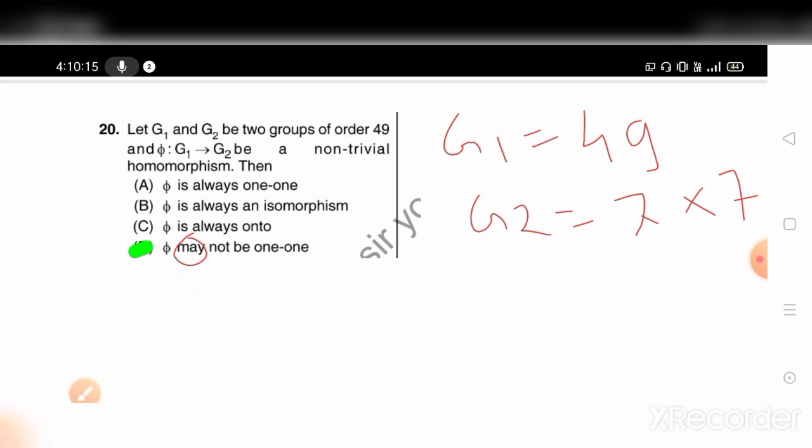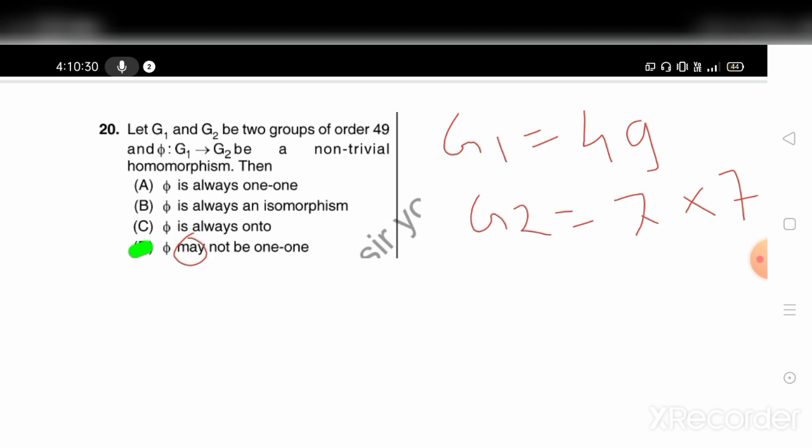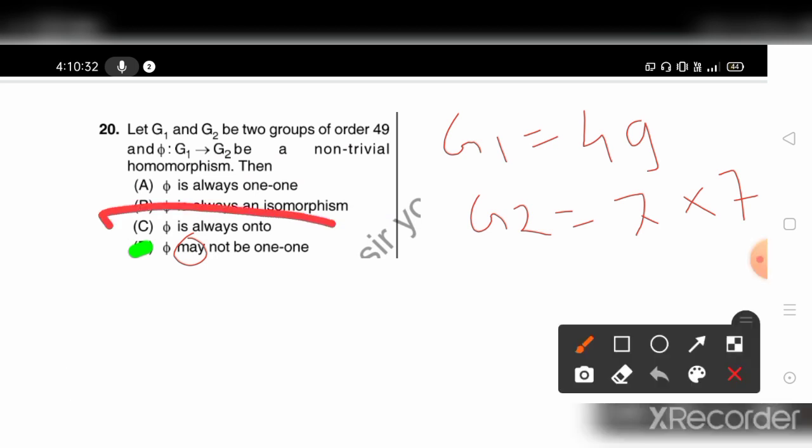Let G1 and G2 be two groups of order 49 and phi from G1 to G2 be a non-trivial homomorphism. Then phi may not be, as given in option A, always one-one or an isomorphism, and also always onto. This is not true. Phi may not be one-one.